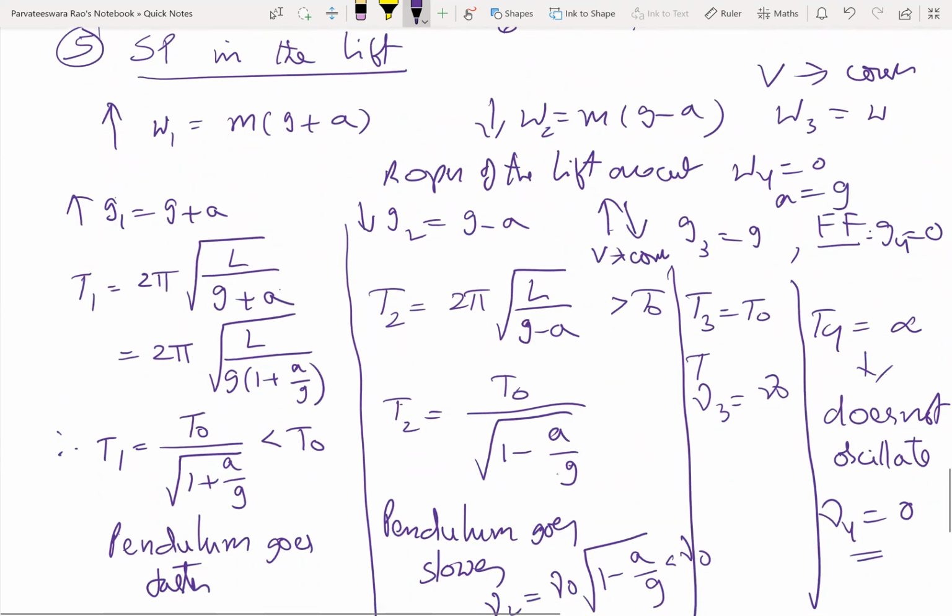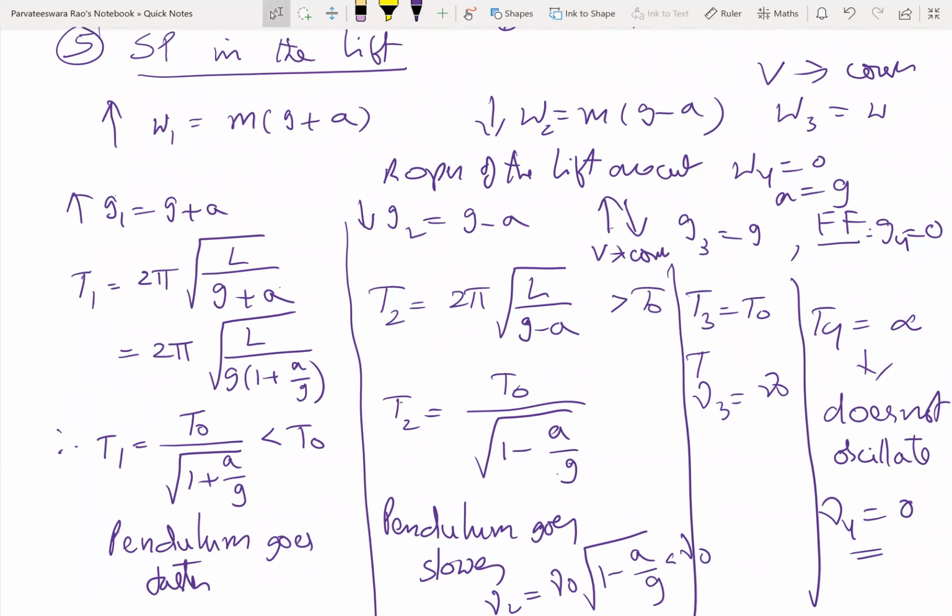Then, this is about the simple pendulum in a lift.